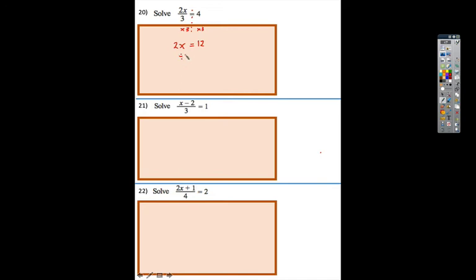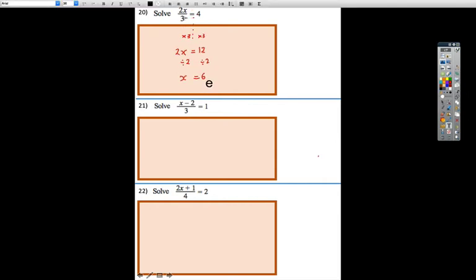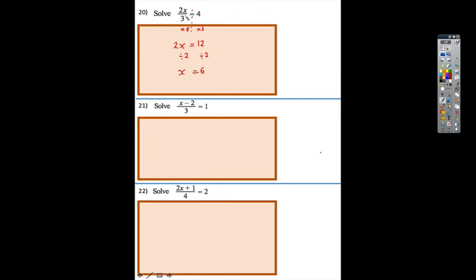Now, you've seen this before. Just divide by 2 on both sides. 2x divided by 2 is just x, and 12 divided by 2 is equal to 6. Test it out. Substitute x equals 6 into here. So 2 times 6 is 12, and 12 divided by 3 is equal to 4.